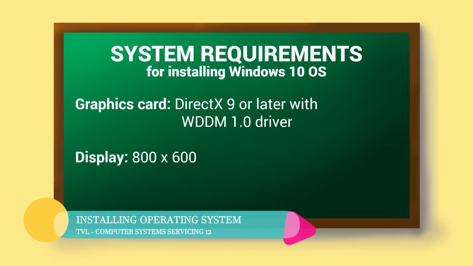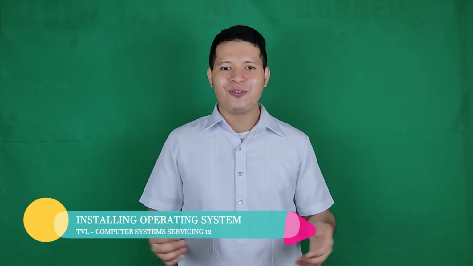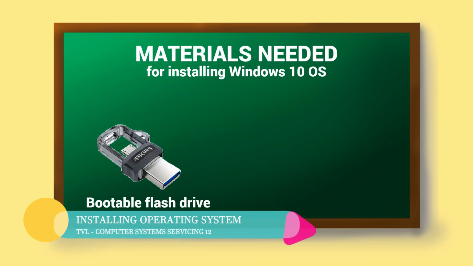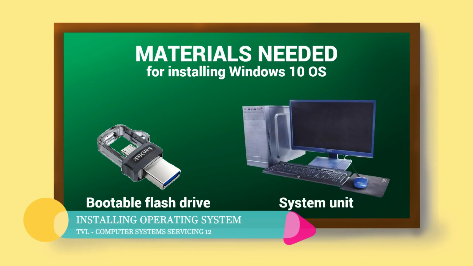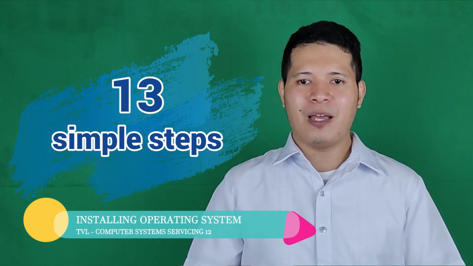For the display, we need at least 800 by 600. Did you get it? Nice one! Now, let's prepare the materials we need. Ensure that we have the bootable flash drive, the one that we created in the previous lesson, and the system unit. Let's begin. We have 13 simple steps to follow.